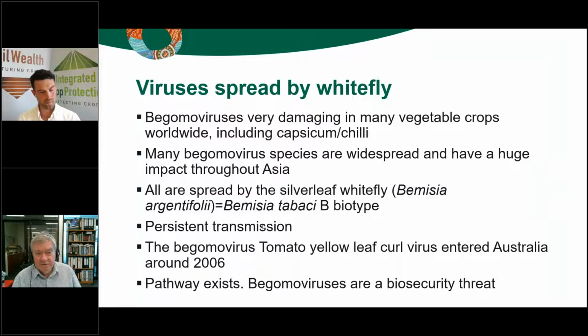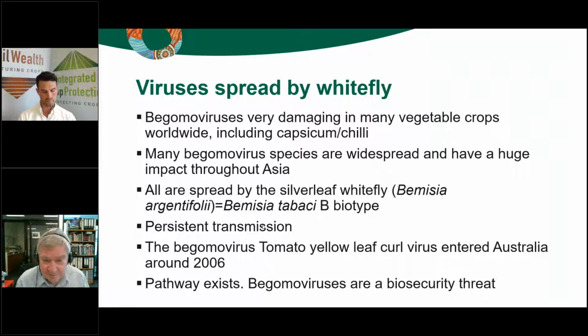So another group of viruses is spread by whitefly. The begomoviruses are an enormously important group of viruses worldwide, particularly through Southeast Asia. And many begomoviruses have impact on many vegetable crops, including capsicums. All of them are spread by the silverleaf whitefly, which is what we probably know as Bemisia tabaci biotype B. It's also now called Bemisia argentifolii. But all begomoviruses are spread by the silverleaf whitefly.